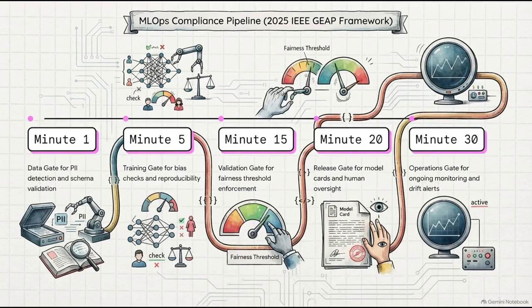In today's regulatory landscape, you absolutely cannot bolt compliance on at the end of the line. It's got to be embedded as code throughout the entire lifecycle. We can seamlessly map the 5 governance gates from the 2025 IEEE GAAP framework right onto an automated timeline.